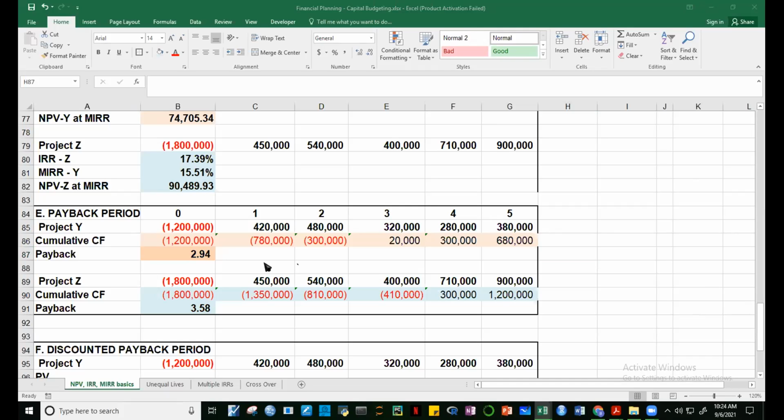Okay, payback. Okay, for this one, titingnan natin kung saan nagpa-positive na. Ibig sabihin itong positive na to, ibig sabihin in excess na to ng initial investment na 1.2. Itong mga red natin na to, ito yung kailangan pang i-recover. So kinuha natin yung pro-rate natin yung kailangan pa ma-recover divided by how much will be realized or how much will be obtained doon sa succeeding year.